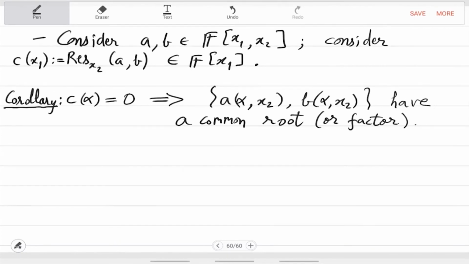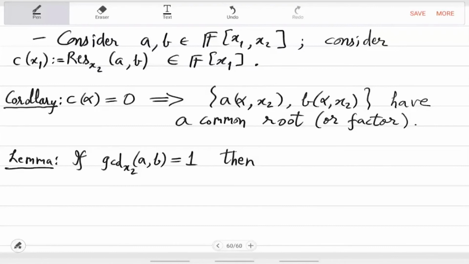Okay, so let me, so resultant with respect to x2, let us continue on that. This has a nice Bezout identity actually. So let me prove this as a lemma, that if the GCD of these A, B with respect to x2 is 1, then there is this bivariate Bezout identity, okay, but it will be slightly modified from what you have seen before. So what we'll say now is UA plus VB. Do you know this already? So Bezout identity says that UA plus VB is equal to 1, right?